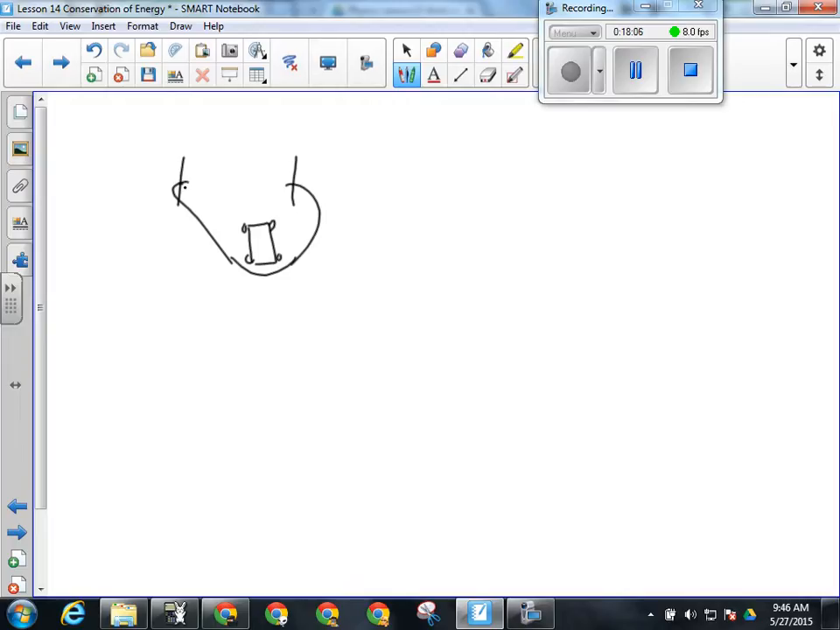So things we need to think about: when we set this up and pull this cart back and then let it go, where are some other places the energy might go other than to the cart? Because obviously, when we do our calculations after the lab, we're going to find that the cart doesn't have as much energy as the work we did in pulling back the rubber band. So our job will be to figure out what happened to the rest of it.